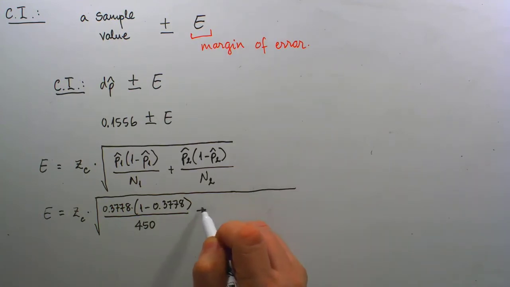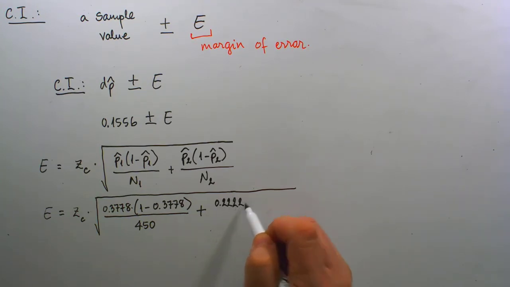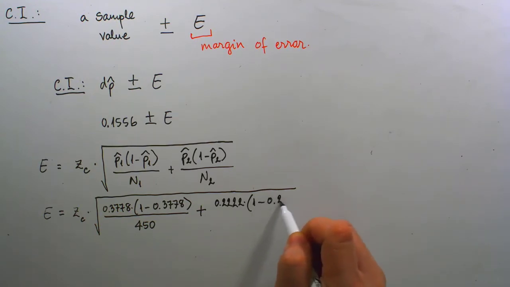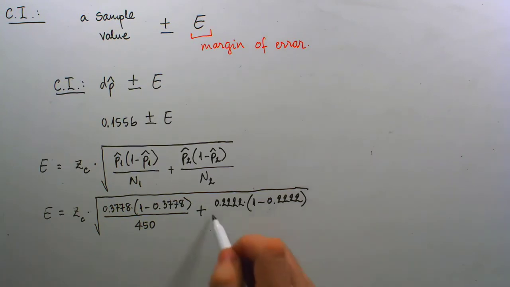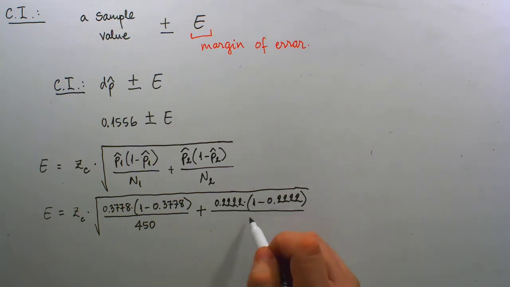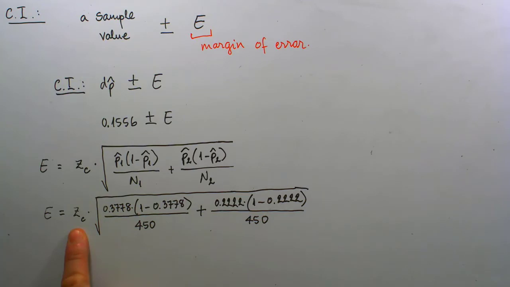And then still inside the square root here, I'm going to substitute in my p hat 2 values, so 0.2222 in product with 1 minus 0.2222, and that is to be divided by the sample size n2. So this is the bigger part, and it's ready for some calculation. So really what we need to know now is how to calculate the z sub c.